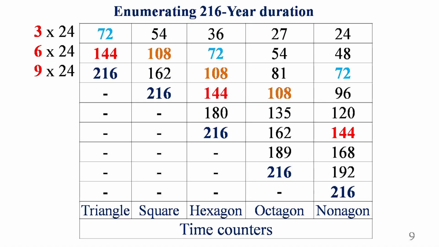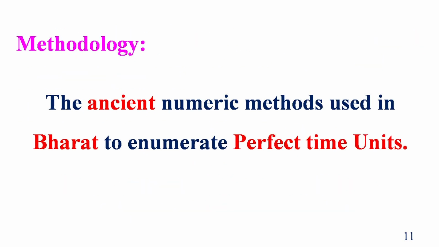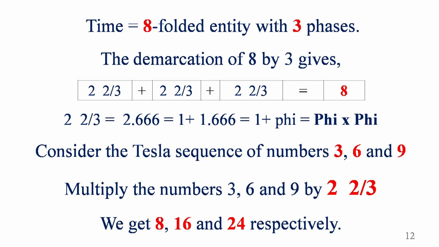There are very popular methods to enumerate 216 years. The 216-year cycle is used to enumerate 2160-year duration. There was an ancient numeric method used in India to enumerate larger perfect time units. Time is an 8-folded entity having 3 phases.